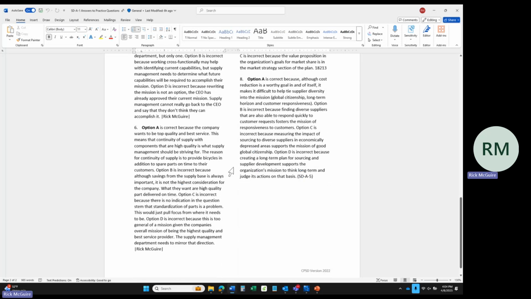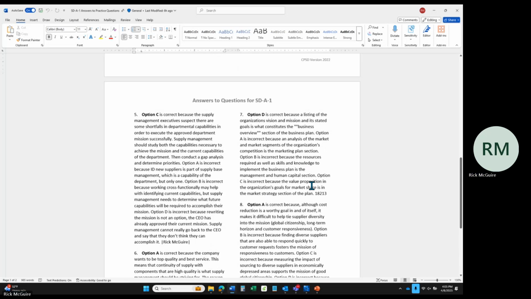Six is Alpha. Company wants to be top quality and best service. This means that continuity of supply with components that are high quality is what the supply management should be striving for. Reason for continuity of supply is to provide the bicycles in addition to the spare parts on time to their customers. Seven is Delta. Because listing the organization's vision and mission and its stated goals is what constitutes the business overview section of a business plan.